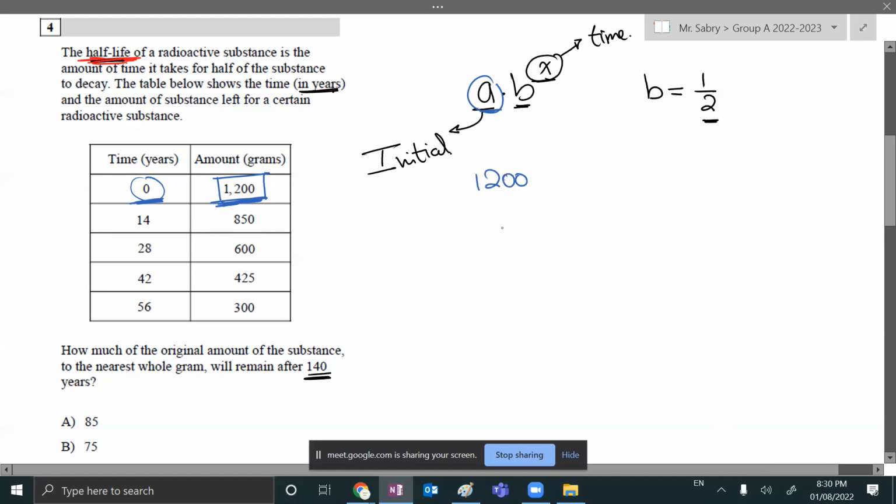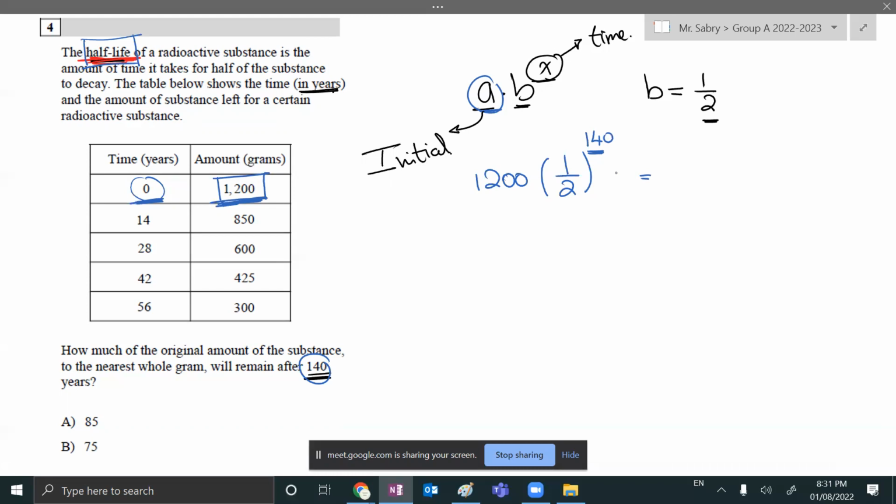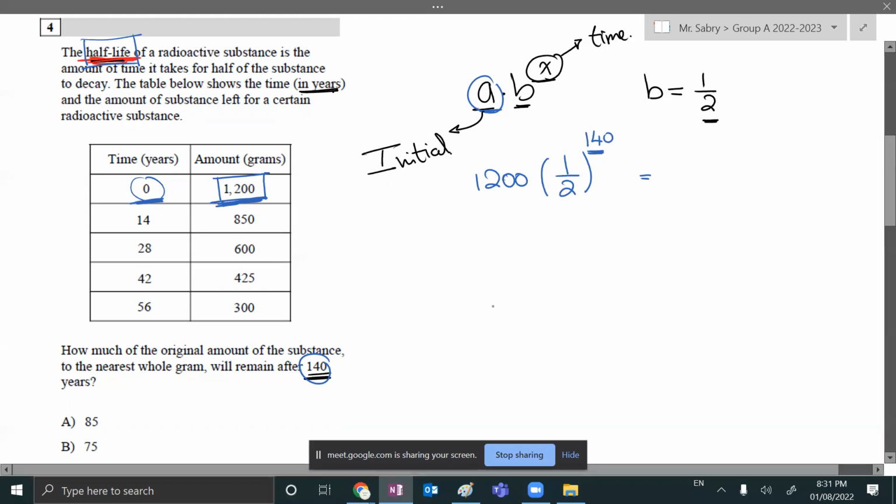So the initial amount is mainly 1,200. That's the A. What about the B? The B is what we said is already half because of the word half-life. So what is the power, which is the x? That's supposed to be the years. How many years are we talking about? 140 years. So I should just substitute here 140. Put this on a calculator and calculate the answer. Let me check. It's 1,200 multiplied by 0.5 to the power of 140.